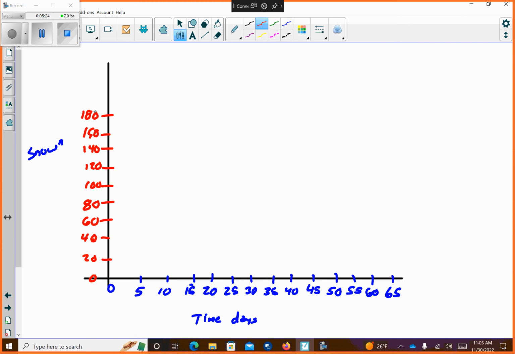That should be enough. All right, so let's plot our points. So at day zero, in the blue direction, is zero up to 156. So I'm going to approximate where 156 would be. Do you feel okay about that? Yeah. And then 10 comma 140.